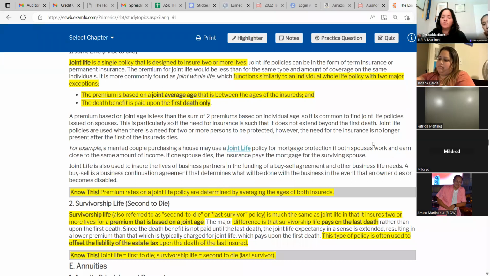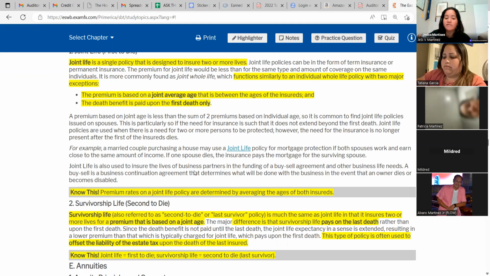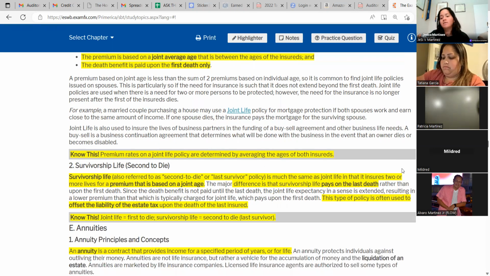This type of policy is usually used when protection doesn't need to be extended after the death of one of us. If there is no longer any protection needed after one of us passes away, because that technically covers what would have been needed, then this applies. For example, a married couple purchasing a house may use a joint life policy for mortgage protection if both spouses work and earn close to the same amount of income. If one spouse dies, the insurance pays the mortgage for the surviving spouse. It's also used to insure the lives of business partners in buy-sell agreements, so if one partner dies, the other partner gets the benefit to buy the family out.